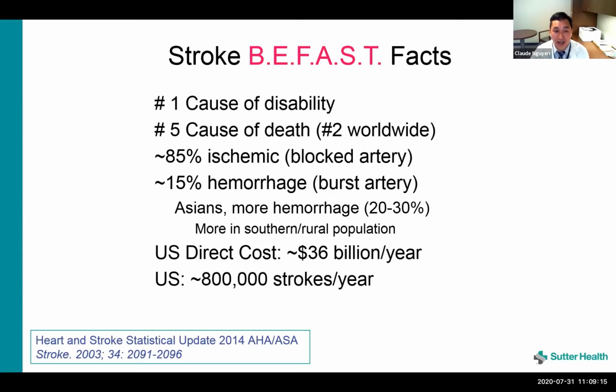So this is a substantial problem for healthcare overall, to try to treat stroke as quickly and as aggressively as possible so that we can reduce all of these different things. Overall, in the US, about 800,000 strokes occur every year.